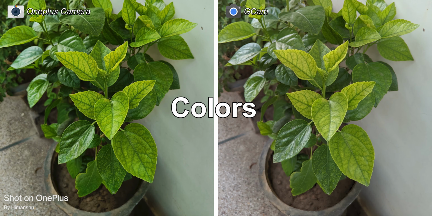To compare the photos, I divided them into multiple categories like colors, exposure, zoom details, etc. and allocated 1 point to each of them. So let's start with the first category, colors. Let's see these two photos. The left one is clicked from the OnePlus camera and the right one is from GCam.